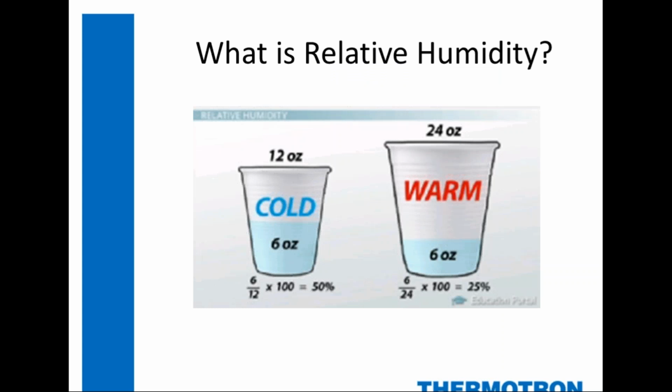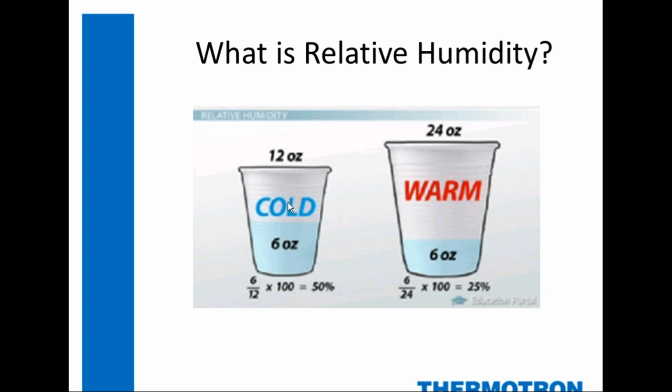So what is relative humidity? With all of these test specs, everything is specified in relative humidity. As an illustration, here are 2 cups of water, which represent a cold air and a warm air. They both have the exact same amount of water in it, or the exact same amount of humidity. So this would represent air which is 50% saturated. In this example, 6 ounces of water in a 12-ounce cup.